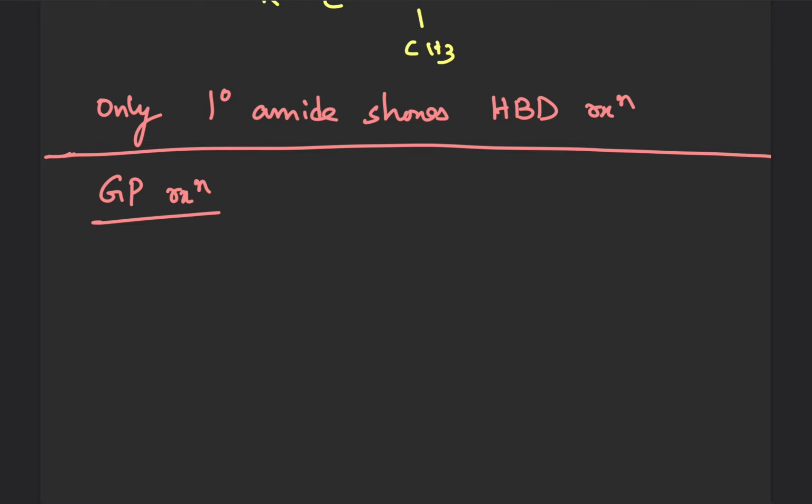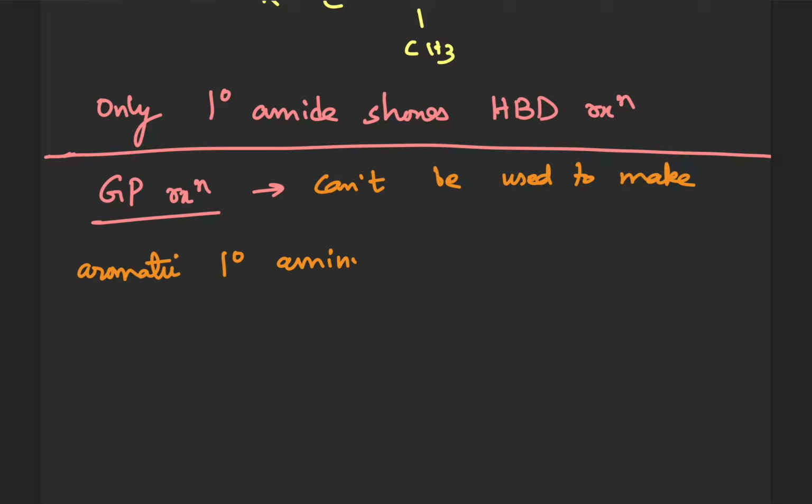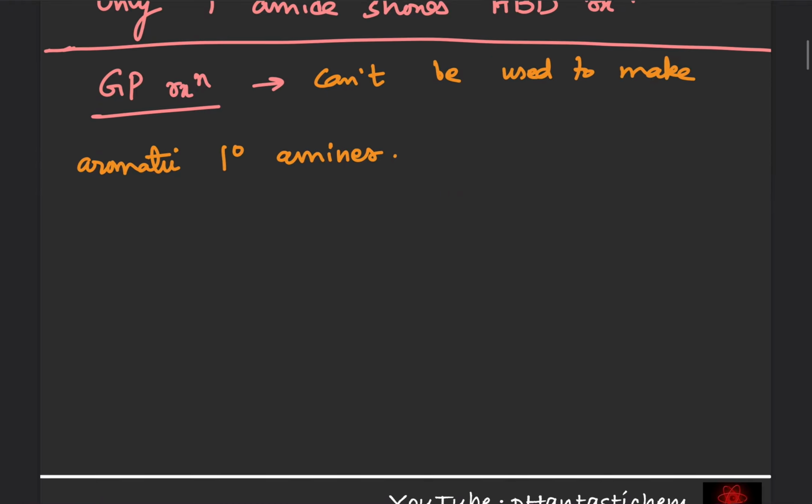It cannot be used to make aromatic 1-degree amines. Very important. Cannot be used to make aromatic 1-degree amines. Okay, because the reaction proceeds like this.